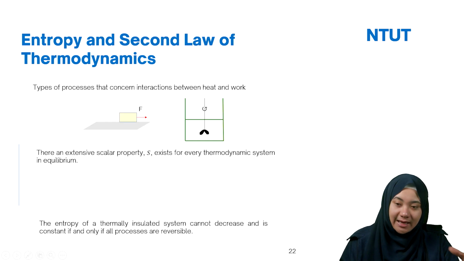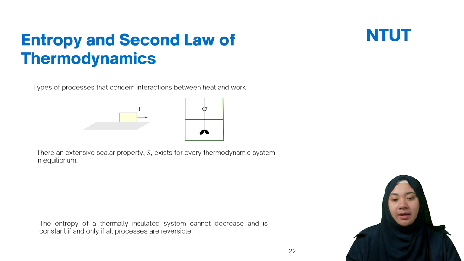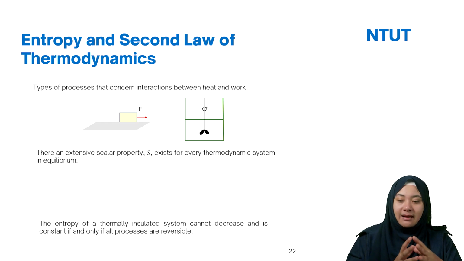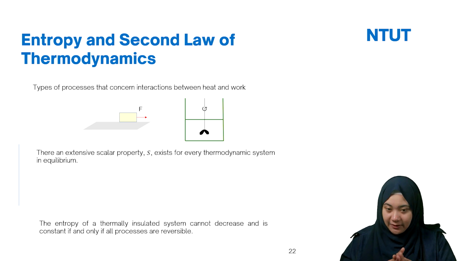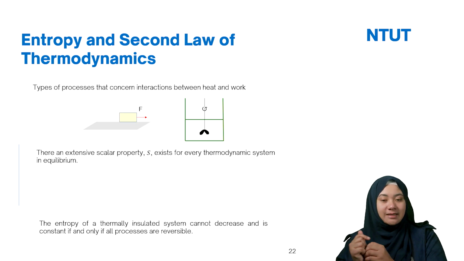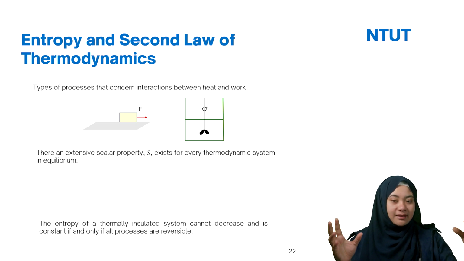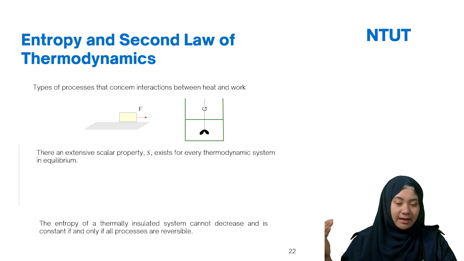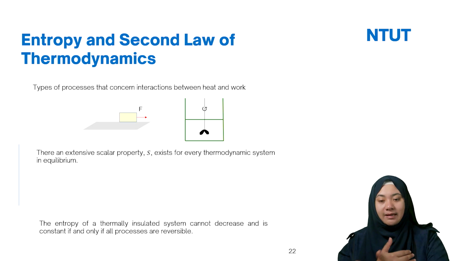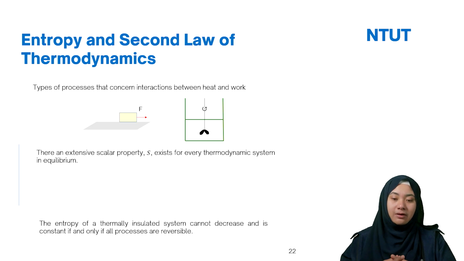Then we have the second law, entropy and the second law. Entropy means an extensive scalar property. The entropy of a thermally insulated system cannot decrease, and it is constant if and only if all processes are reversible. It means if you have a reaction A going to B, it can come back from B to A. This is what we call reversible. So it can go to the right side, go to the left side, and come back to the initial state.